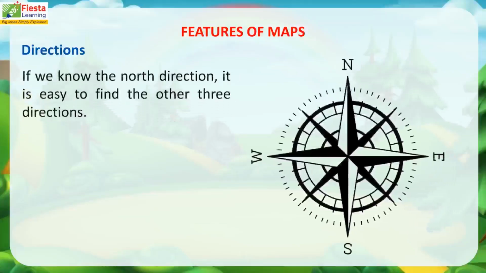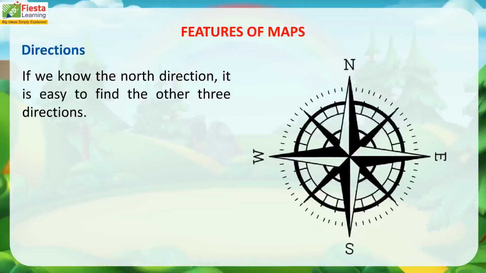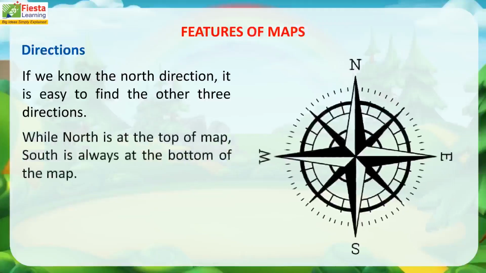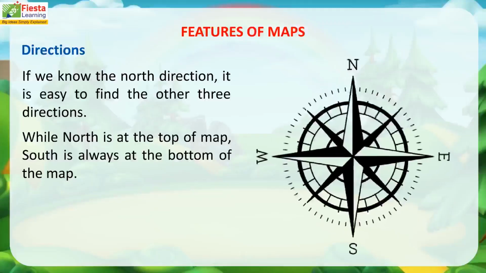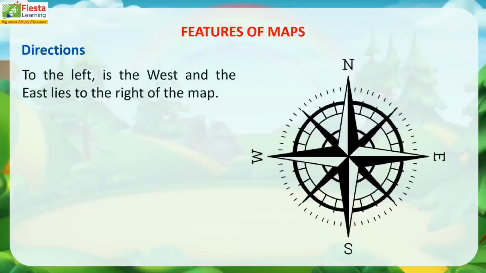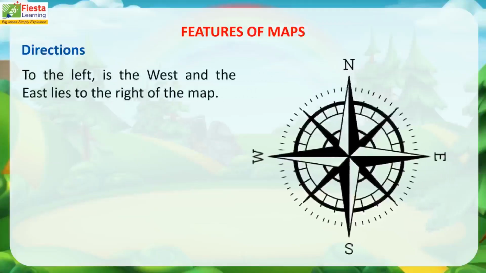If we know the north direction, it is easy to find the other three directions. While north is at the top of the map, south is always at the bottom of the map. To the left is the west and the east lies to the right of the map.